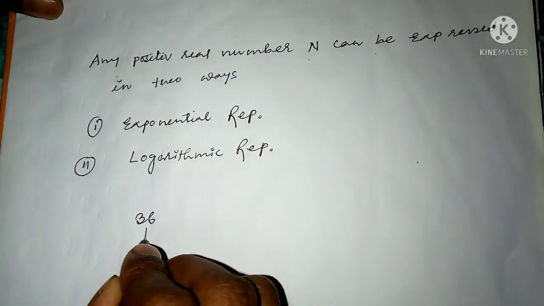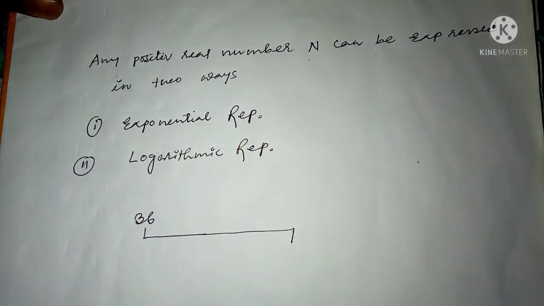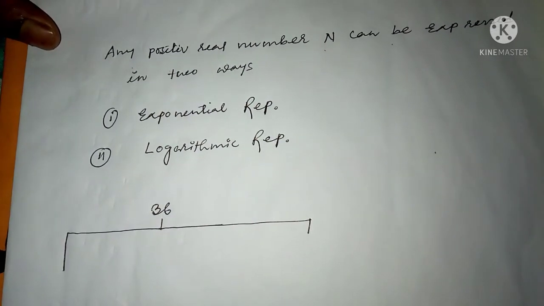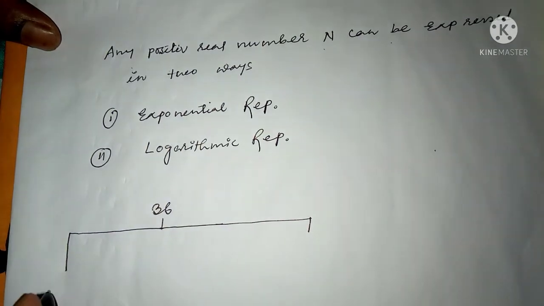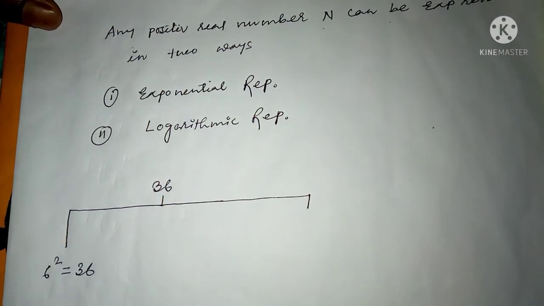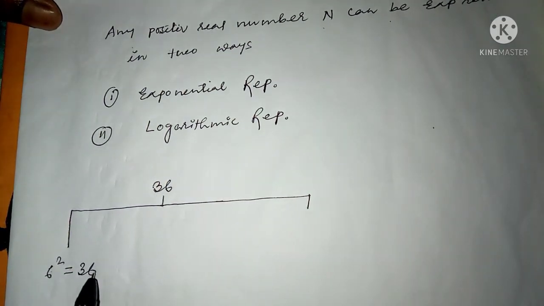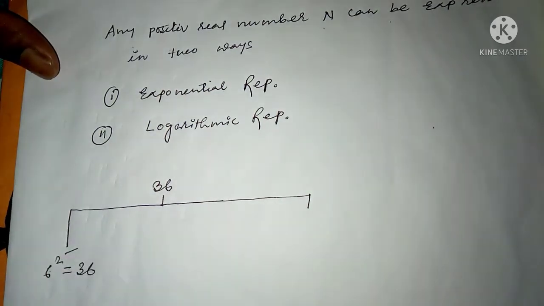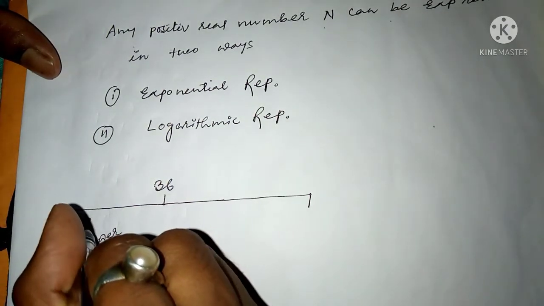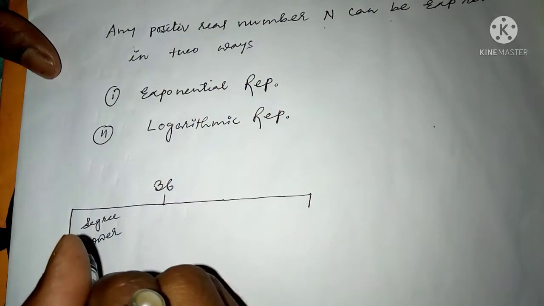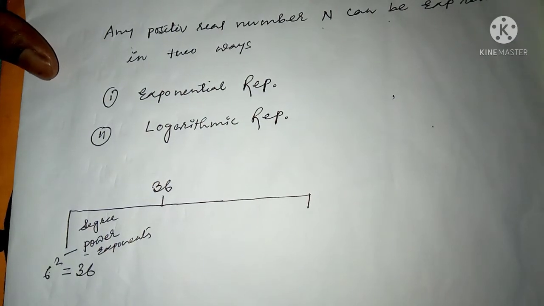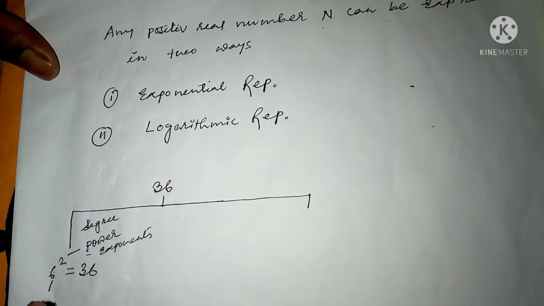So you can see here, these are the two ways. Now see here, 6 square equal to 36. Can I write like this? This 36 can be written as 6 square equal to 36. Here this 2 is called your power. Sometimes we say this is degree also, or sometimes it is named exponent also, and this 6 is your base here.